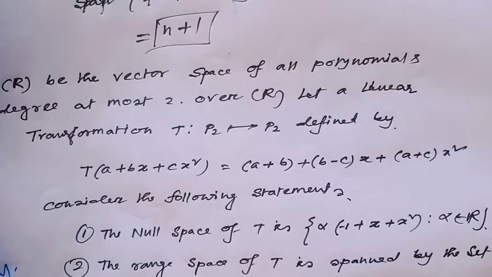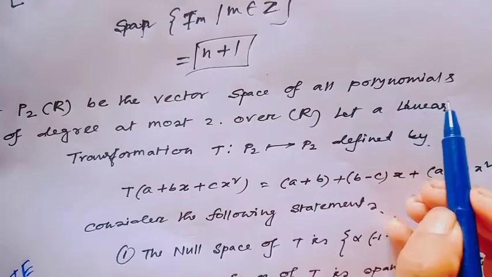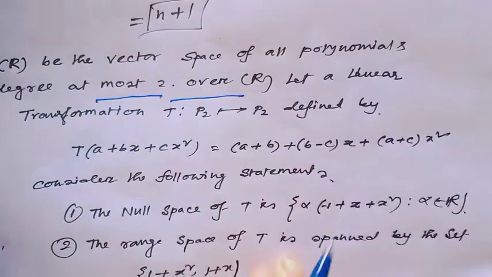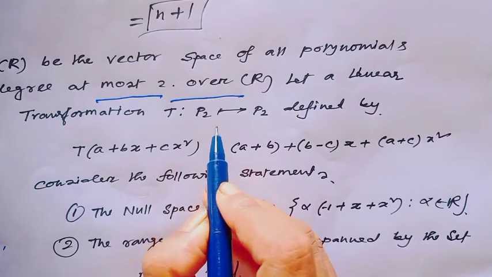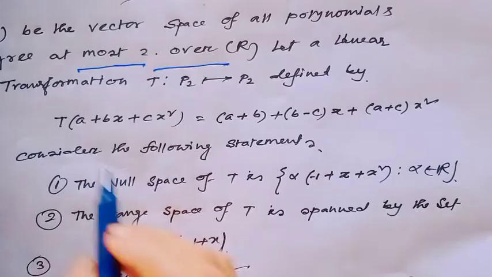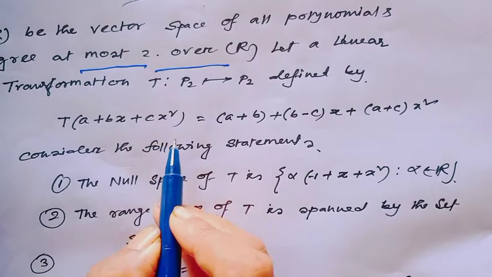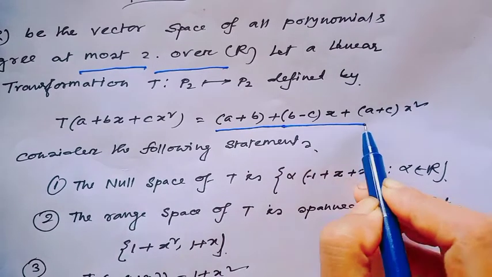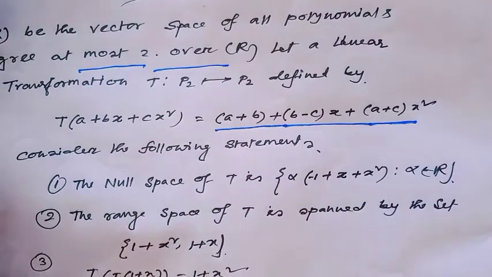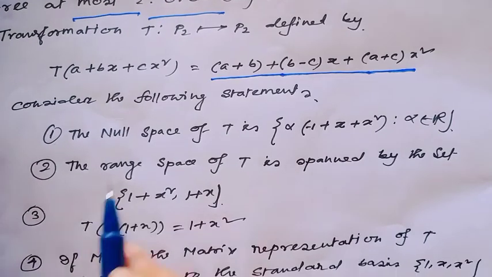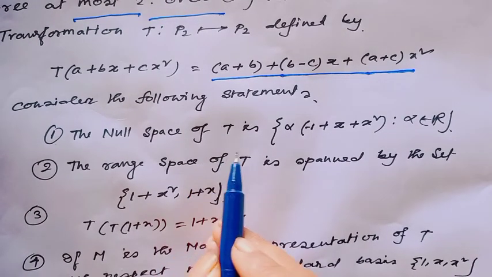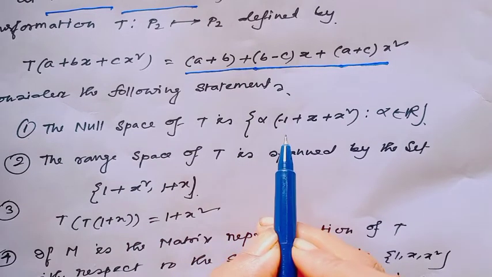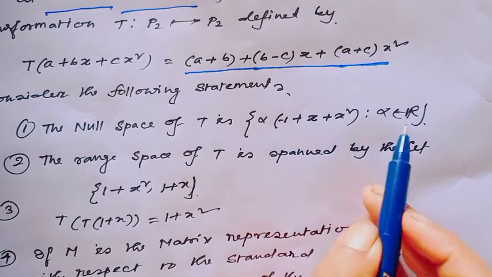The question is: let P2(R) be the vector space of polynomials of degree at most 2 over the field R, and consider a linear transformation T from P2 to P2 defined by T of A plus Bx plus Cx square equal to (A plus B) plus (B minus C)x plus (A plus C)x square. Now consider the following statements. Option 1: the null space of T is the set of those elements which contain alpha times (minus 1 plus x square) where alpha belongs to R.